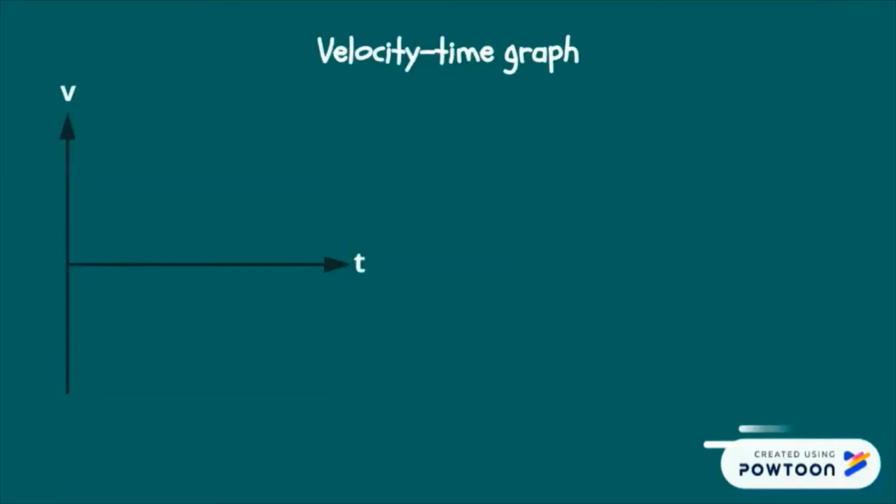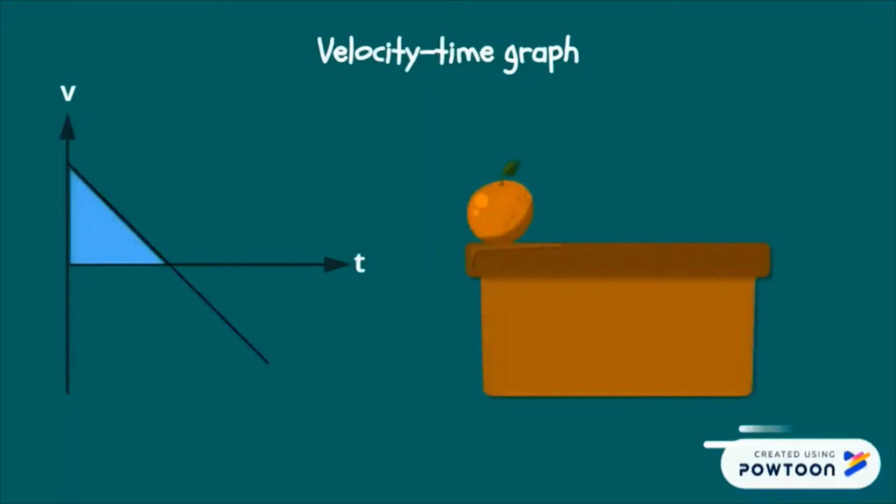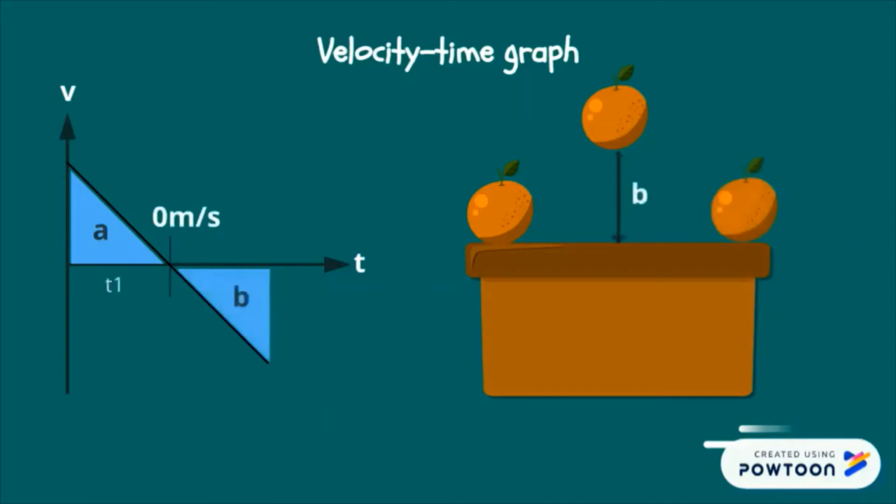When we differentiate velocity with respect to time, we get displacement. And that explains why the area under the velocity time graph is actually the displacement. So as you can see, when the orange reaches its highest point, its vertical displacement is A, and it's represented by the area bound by the velocity time graph. The vertical velocity of the orange is momentarily zero at this point in time. When the orange falls back down, its vertical displacement is represented by B.